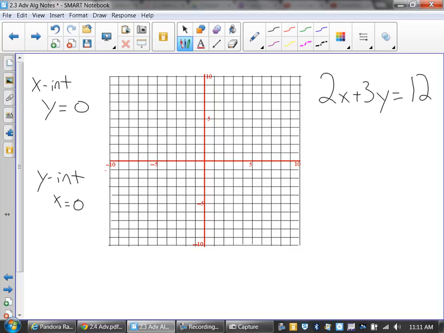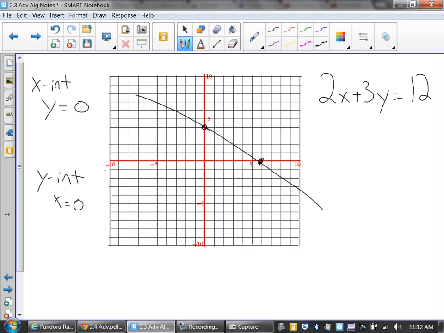It all works, right? If I want to find out what the x-intercept is, that means y equals 0. What's your x-intercept? Solve for x. 6. All right, so your x-intercept is 6. What's your y-intercept? 4. Connect the dots.